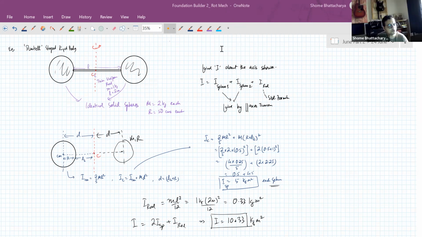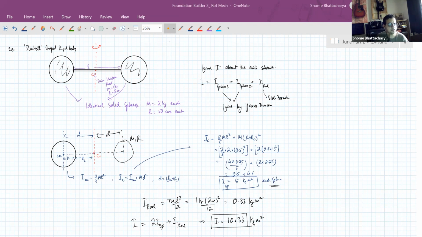Jay, which one you are saying should be 4.7? I see about this one. It should be 4.7, is it? Let's just check. 2 by 5 mr square. M is 2, this is 0.5, so that's all right. Plus 2 into d square. Now d will become how much? 1 meter plus 0.5. So 1.5 is correct. 4.5 plus. Oh yes, my mistake. Yes.